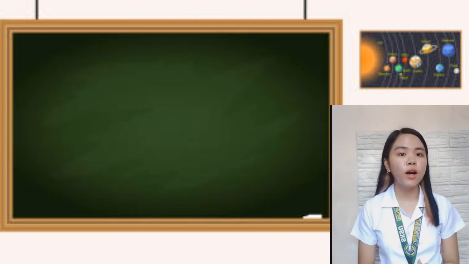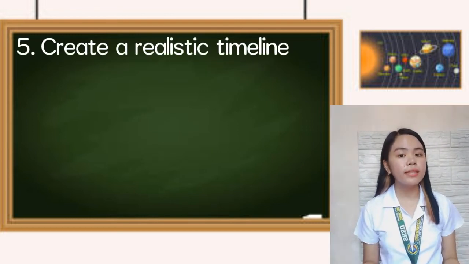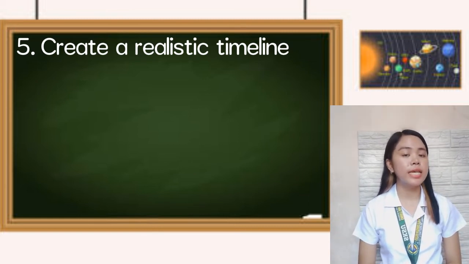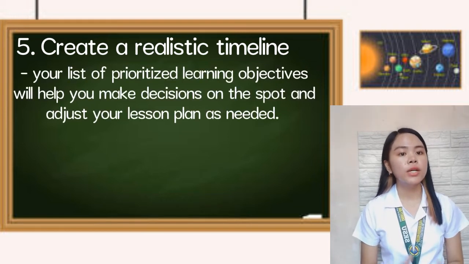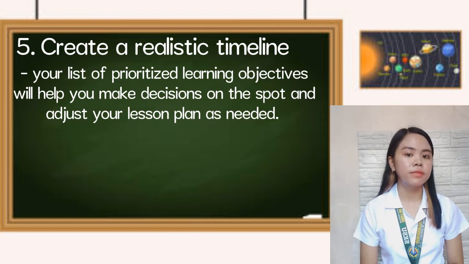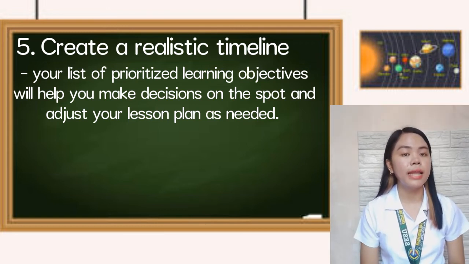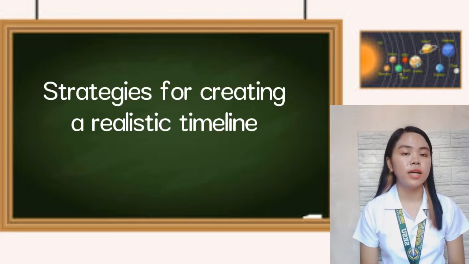So let's move on to the 5th step. Create a realistic timeline. A list of 10 learning objectives is not realistic. So narrow down your list to the 2 or 3 key concepts, ideas, or skills you want students to learn in the lesson. Your list of prioritized learning objectives will help you make decisions on the spot and adjust your lesson plan as needed. Here are some strategies for creating a realistic timeline.